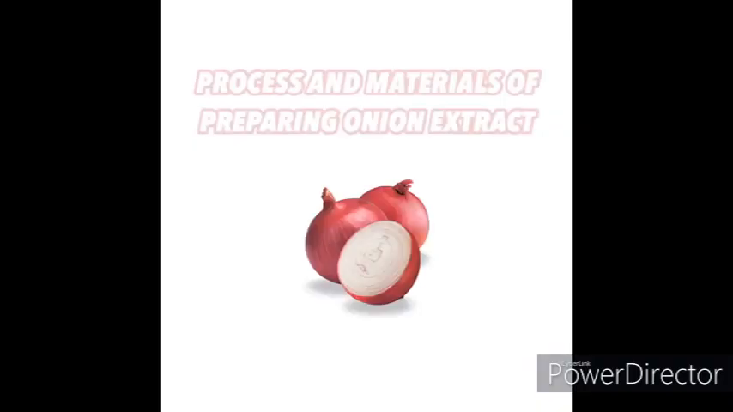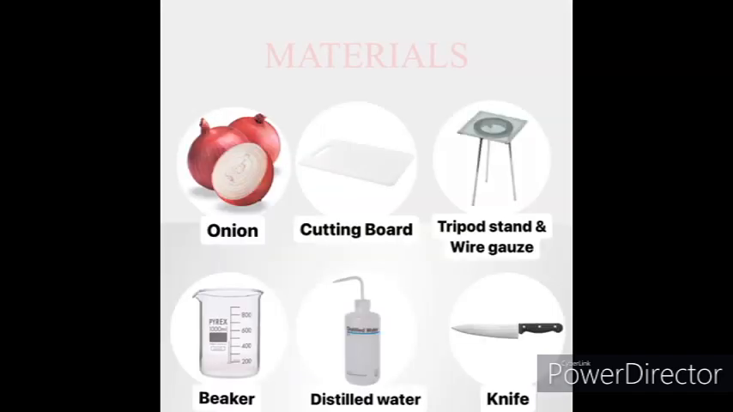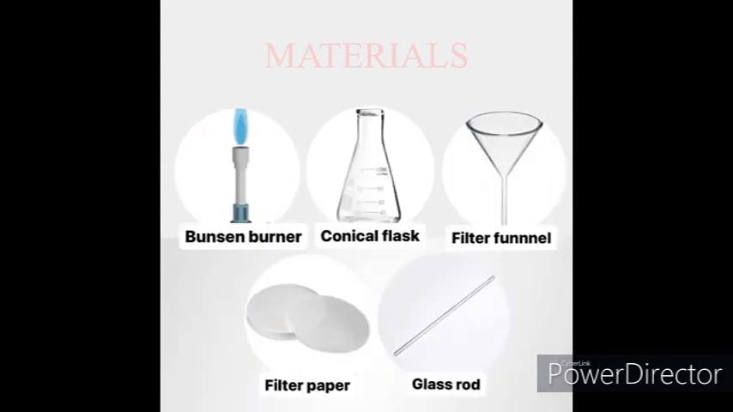This is the process and materials of preparing onion extract. If the process is done in the lab, the materials needed are onion, cutting board, tripod stand with wire gauze, beaker, distilled water, knife, Bunsen burner, conical flask, filter funnel, filter paper, and glass rod. However, home appliances can also be used.